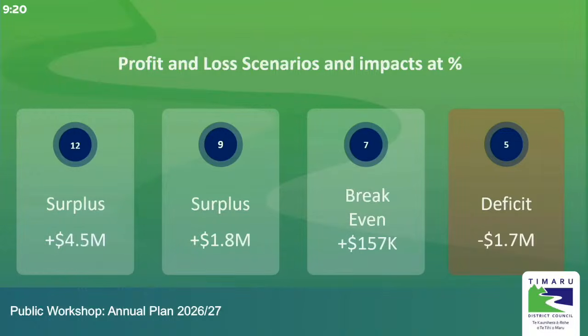9% was modelled purely because that's what we had last year. And so we thought, well, okay, if we do a 15.99, then we are actually still going to turn this year into a surplus. 7% is where we make a slight profit, but it would keep things ticking along, basically. And a deficit, 5%, 1.7 million.